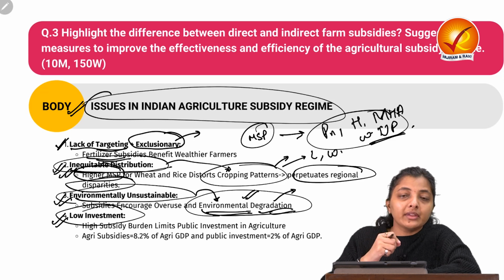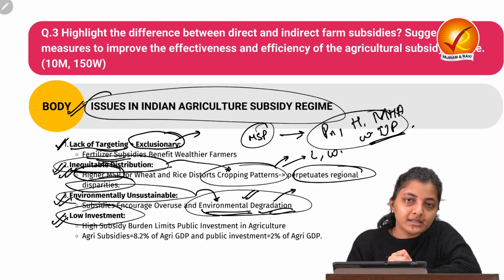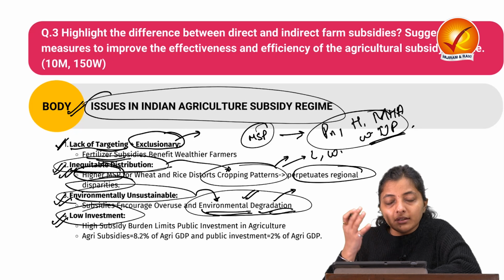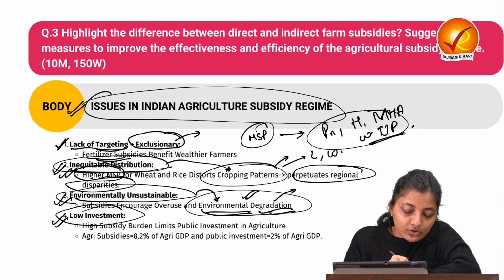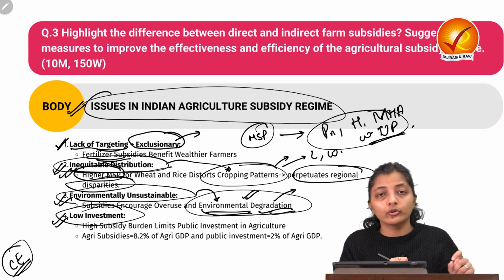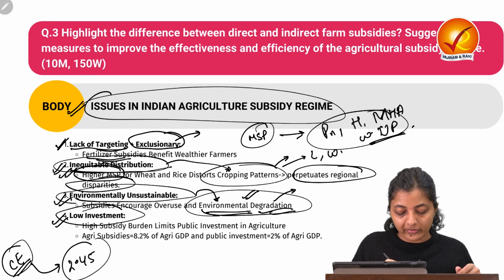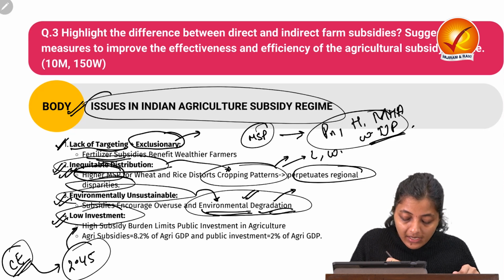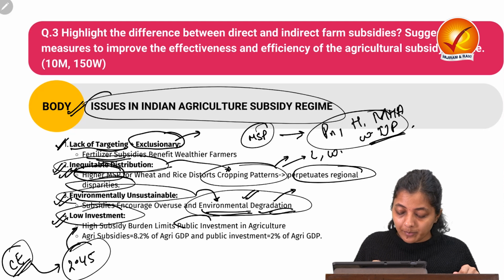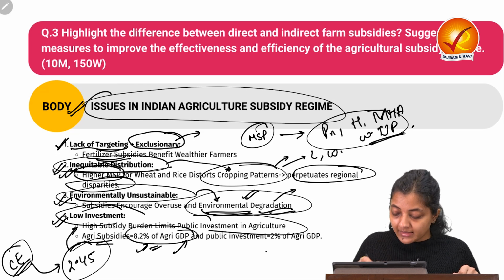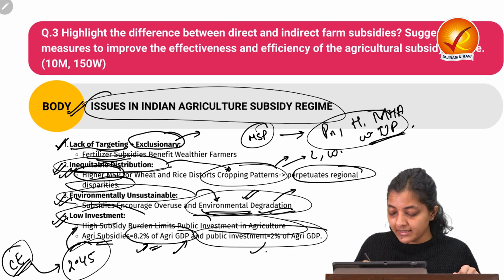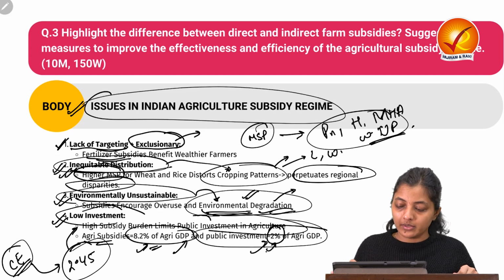Next is about, if we are putting more and more money into the agricultural subsidies, then it is at the cost of the capital expenditure in the agriculture sector. So we have seen in the last 2-3 classes also that we need to put more and more focus on the capital expenditure instead of the revenue expenditure, because the capital expenditure has the multiplier effect of 2.45 approximately. So we are providing the high subsidies at the cost of the public investment in the agriculture. So you can put some data that agricultural subsidies are approximately 8.2% of the agricultural GDP, thus reducing the public investment in the agriculture sector, whose share is approximately only 2% of the agricultural GDP.